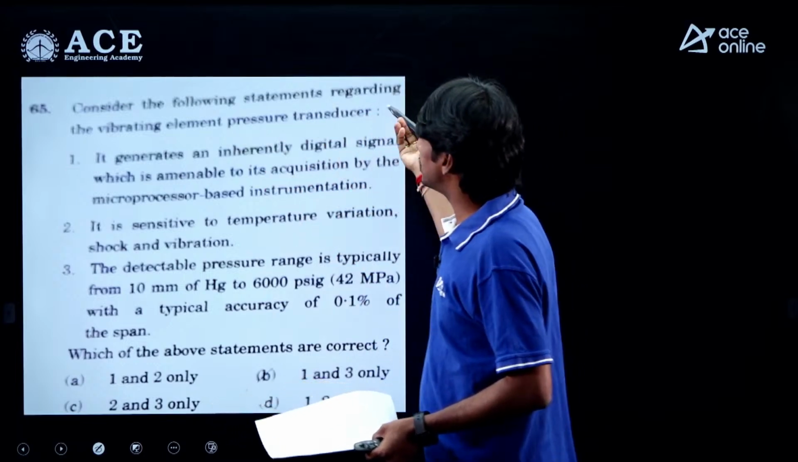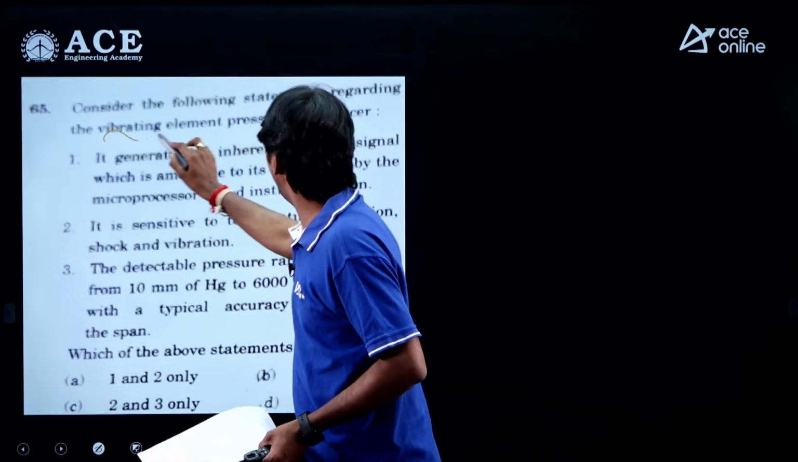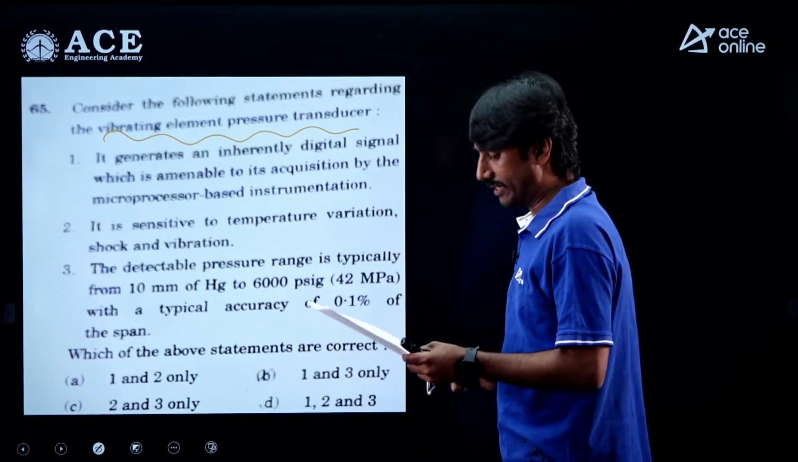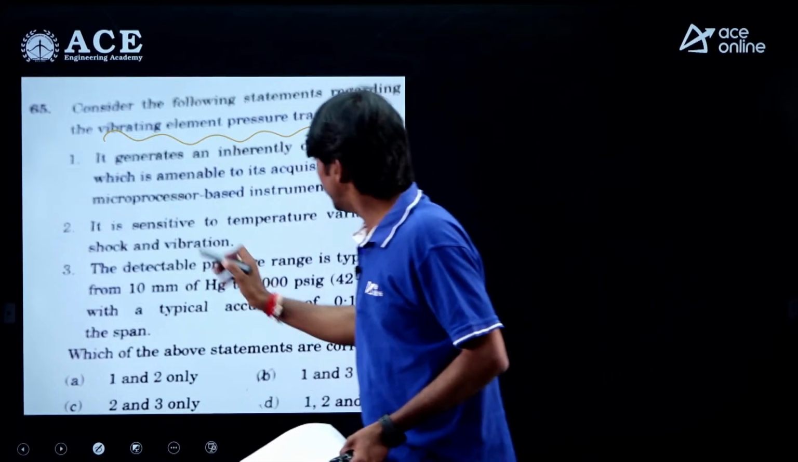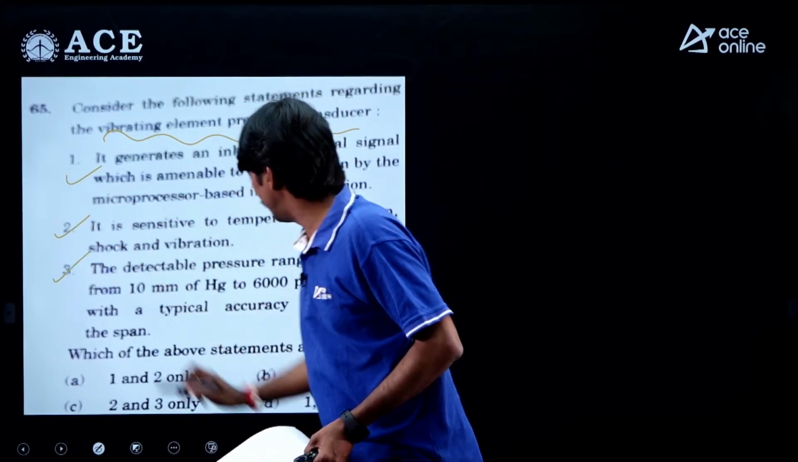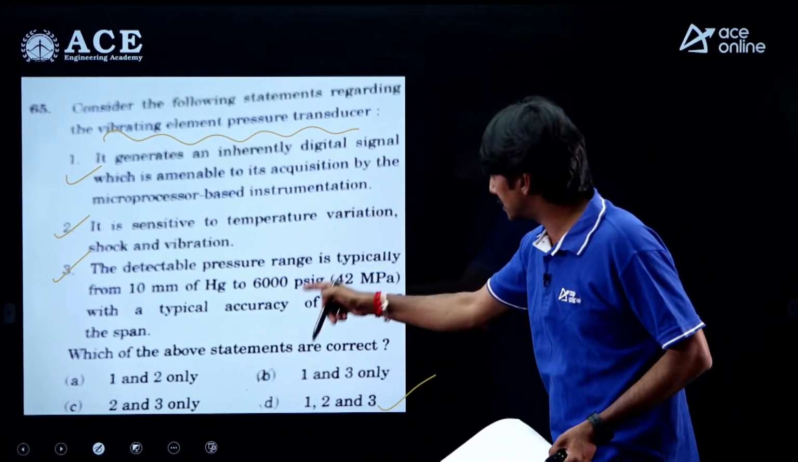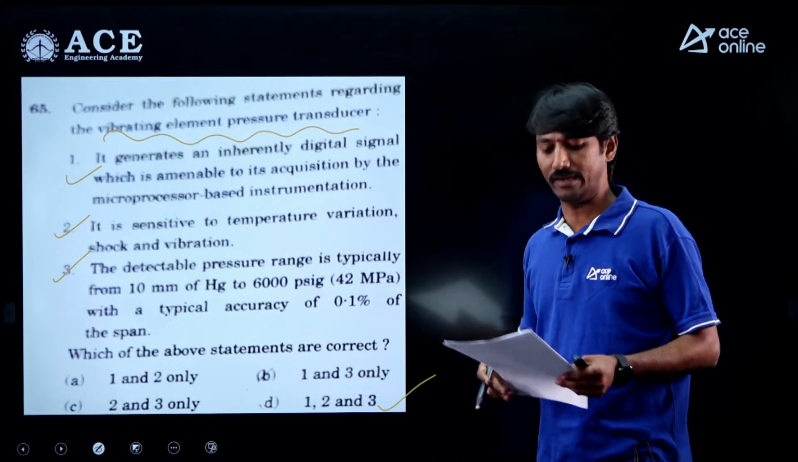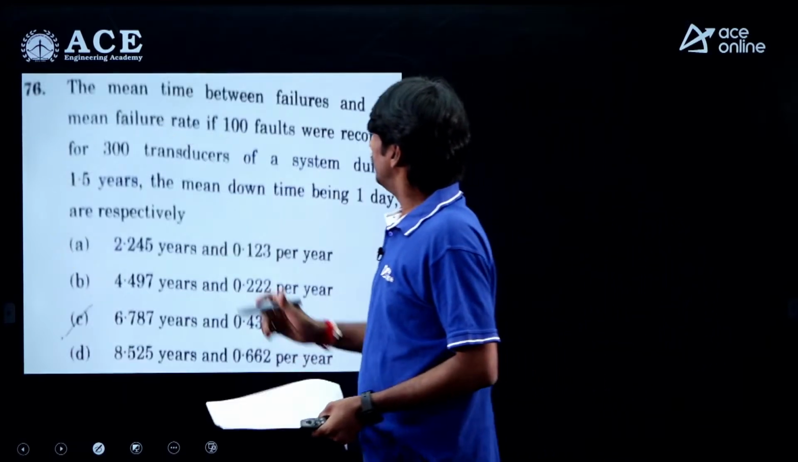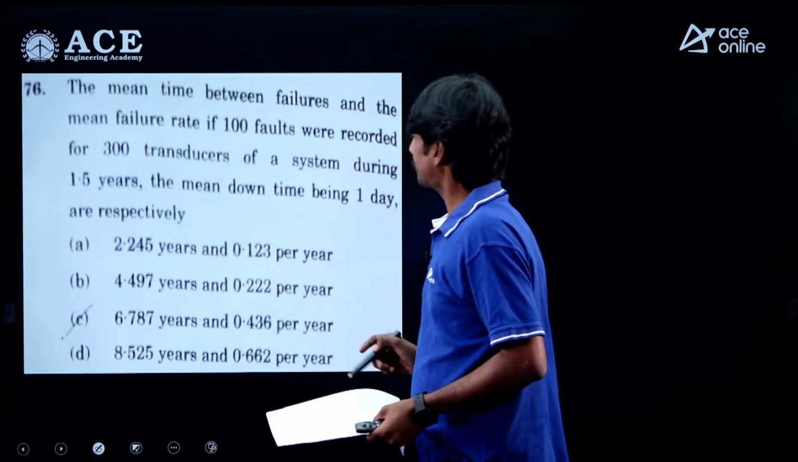Consider the following statements regarding the vibrating element pressure transducer. Here whatever the statements are given, all are correct. 1, 2, 3 are correct. All these are theoretical ones. These are the standard values. So the option here is all are correct.